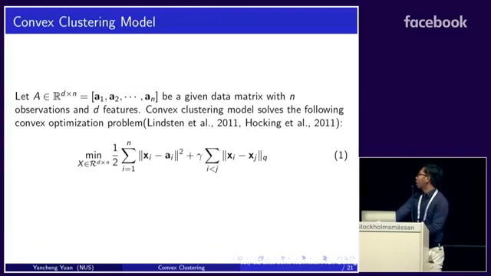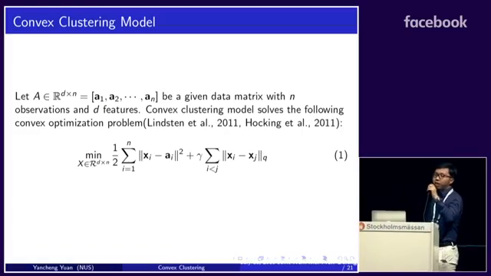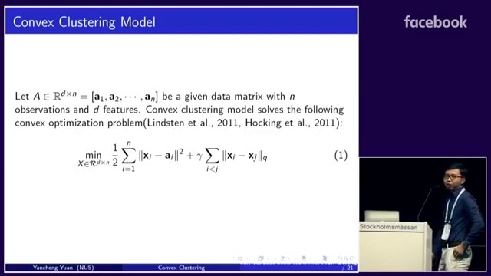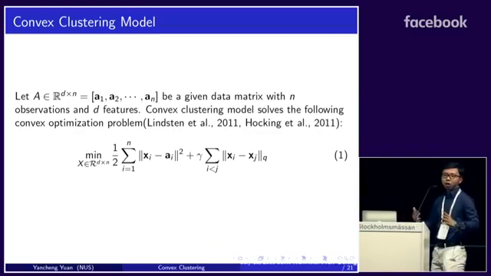The convex clustering problem is just to solve this very simple problem. After you solve it, you can get the clusters: if a_i and a_j are in the same cluster, then it is equivalent to say x_i equals x_j. But you can see that the second term, the regularizer, depends quadratically on the number of data points, so it is not that scalable.